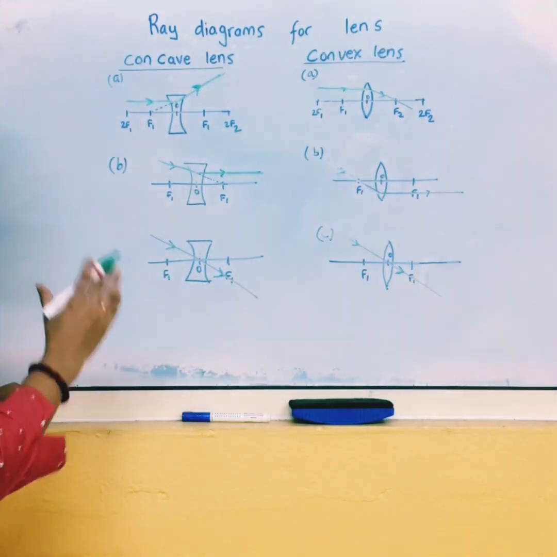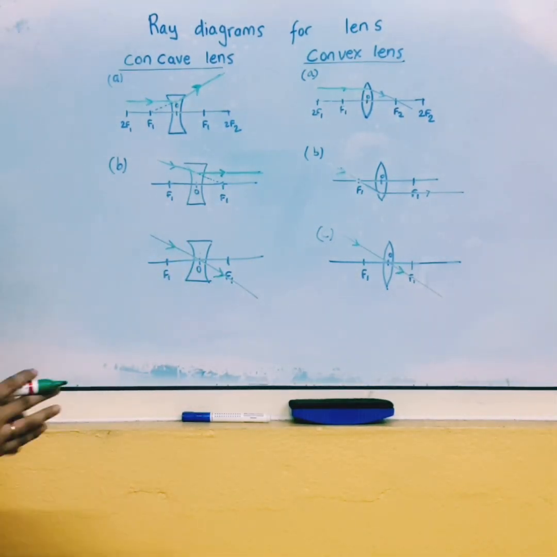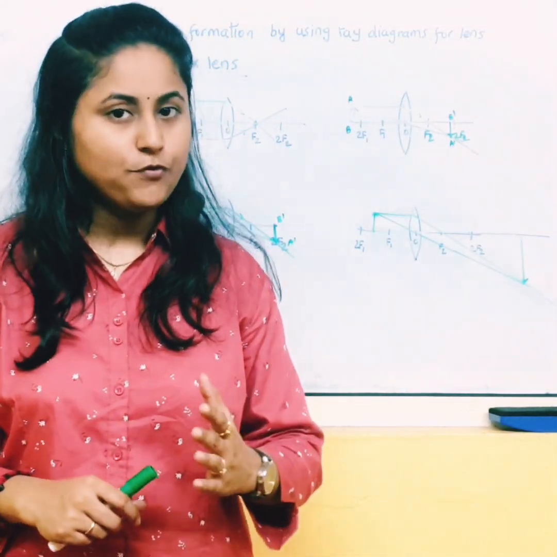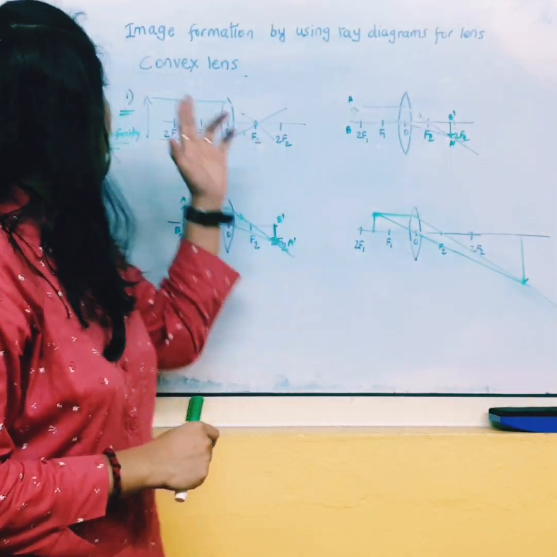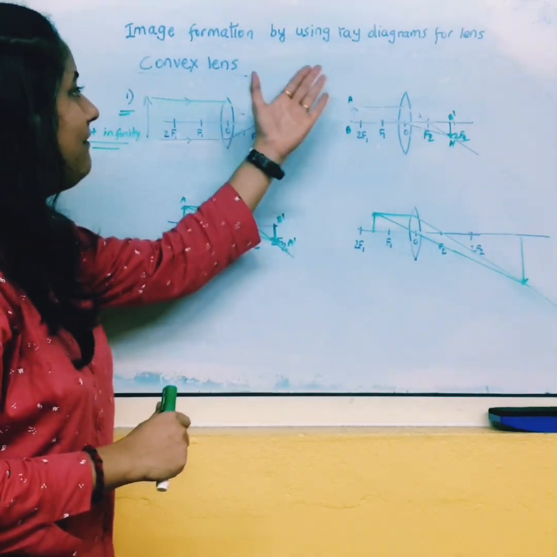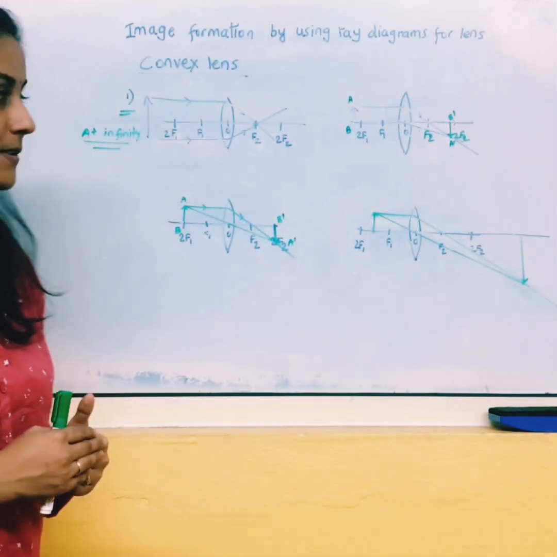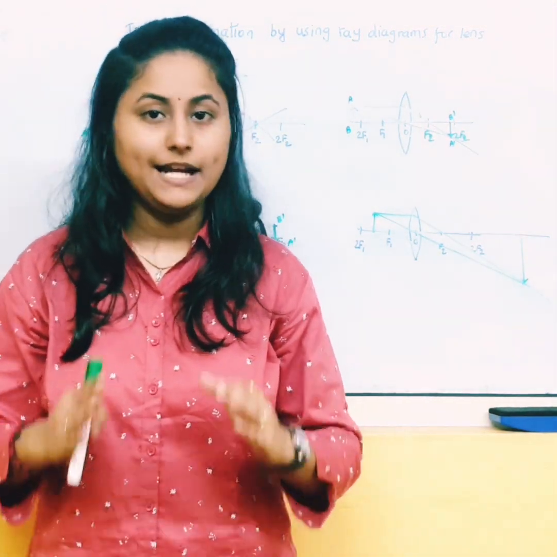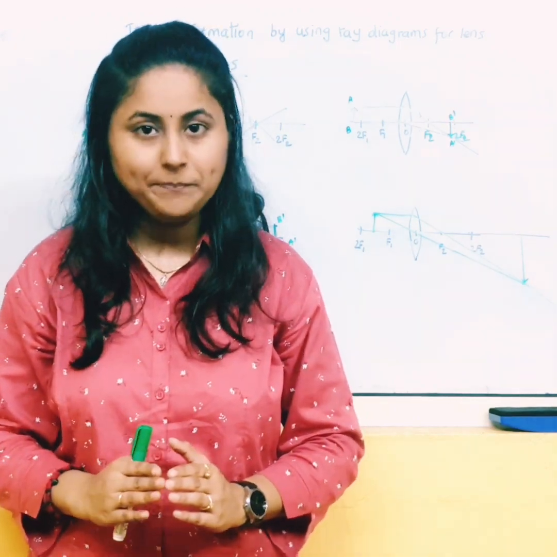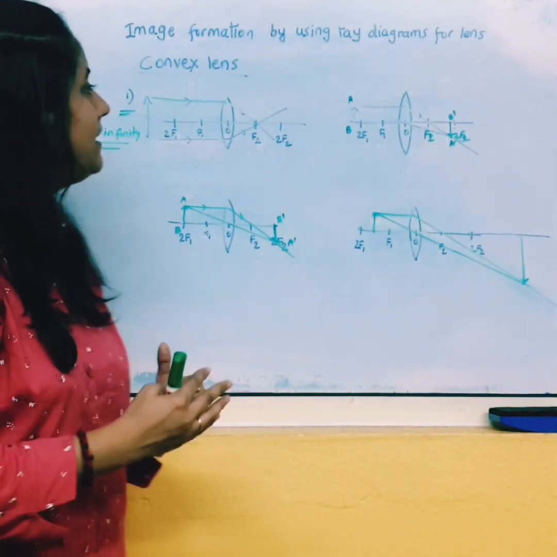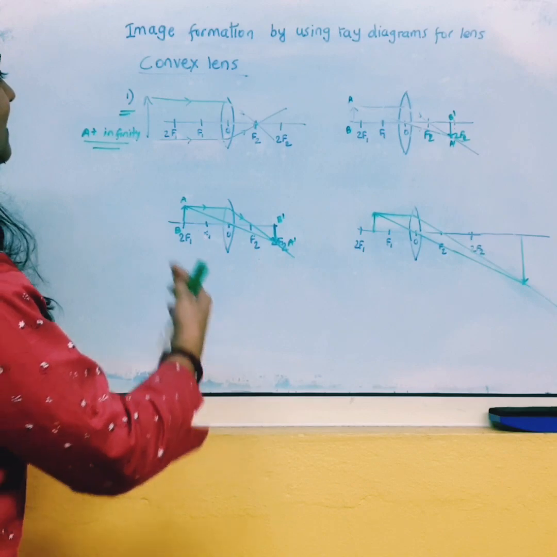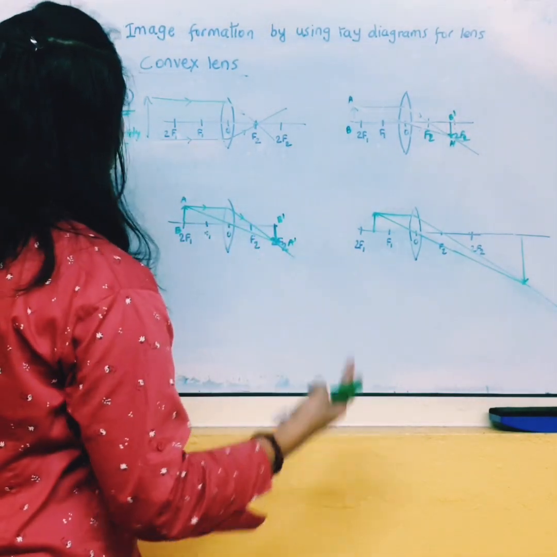Please note the differences in both the lenses and study them so that it is easy for you to understand image formation by the lenses. So let us understand image formation using lenses. First is the convex lens, and we will be using the ray diagrams that we just studied. You need to know one thing: a convex lens will show similar circumstances to what you have studied in concave mirror, and a concave lens will show similar to that of a convex mirror.